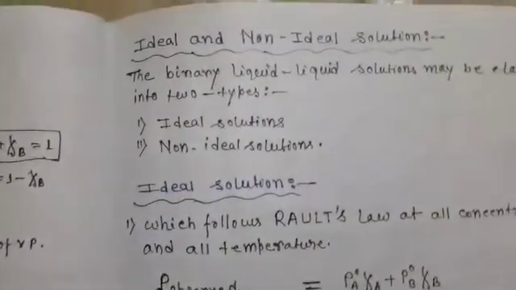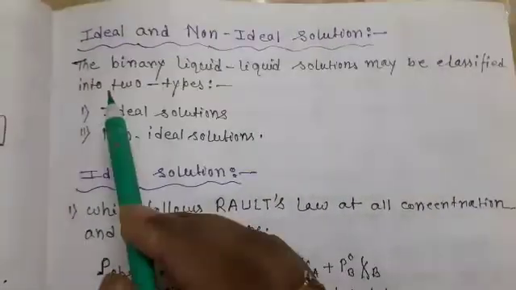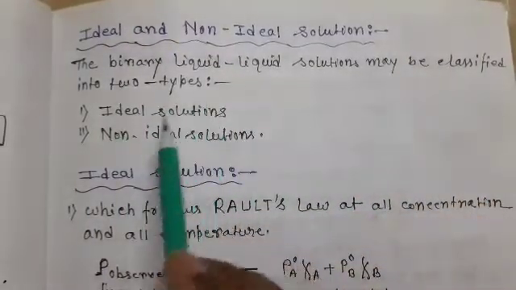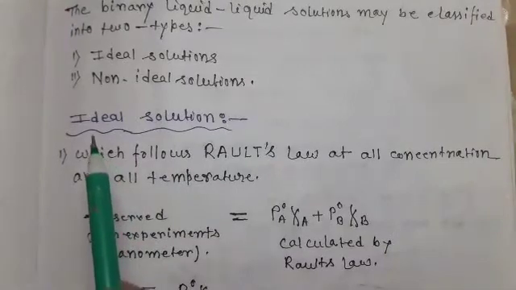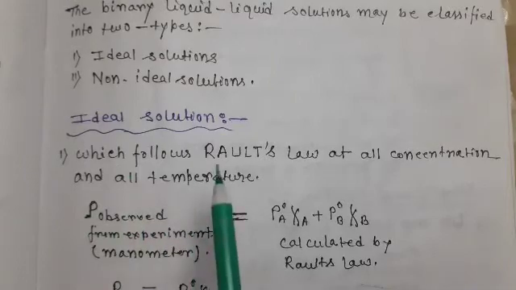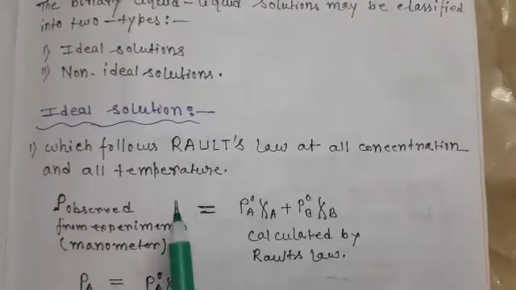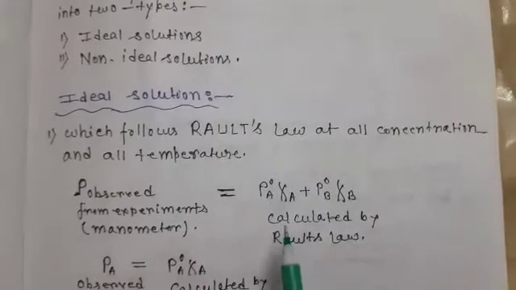Next topic is ideal and non-ideal solution. The binary liquid-liquid solution may be classified into two types: one is ideal solution, another is non-ideal solution. At first we discuss the ideal solution. What is the ideal solution? It follows Raoult's law at all concentrations and all temperatures. That means an ideal solution follows Raoult's law.